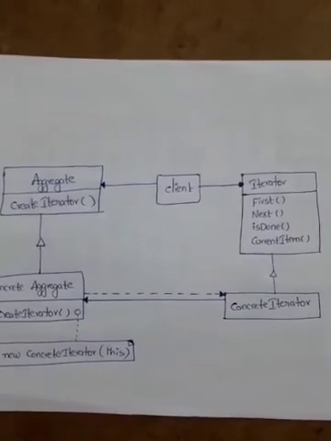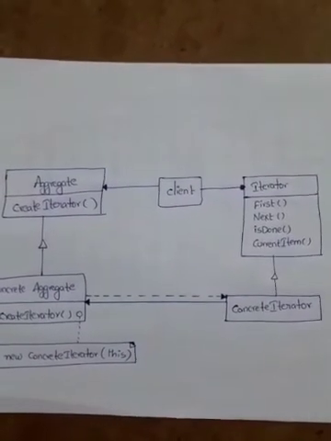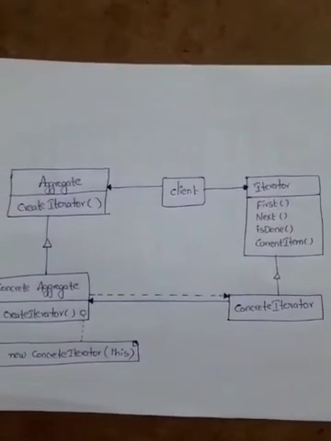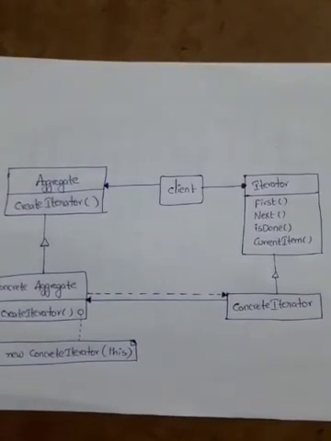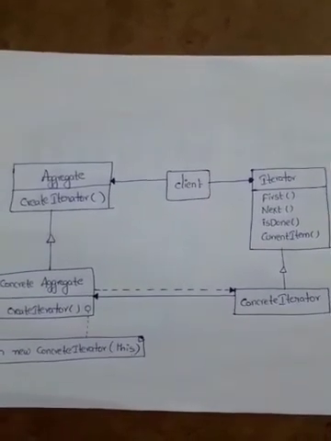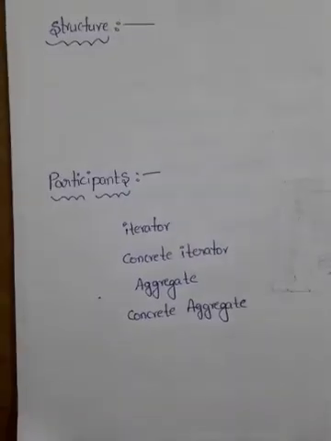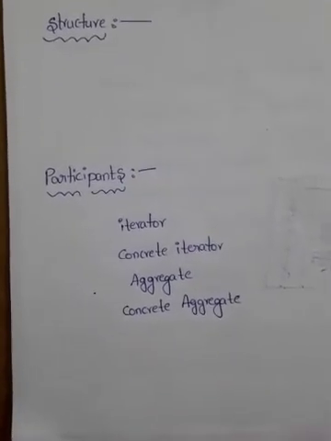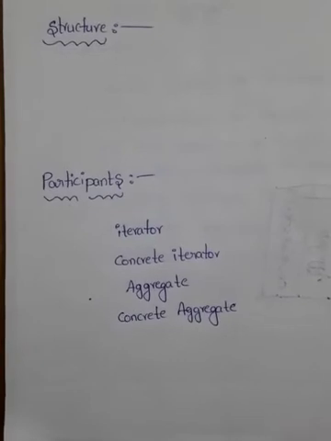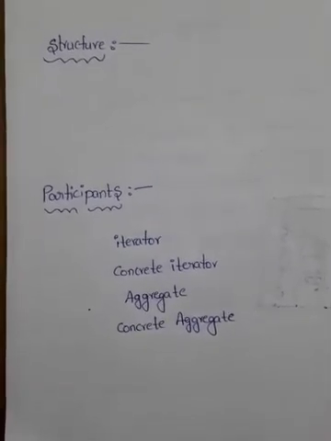Based on this, we can say that here we are going to involve 4 participants in this structure. Those are iterator, concrete iterator, aggregate and concrete aggregate. These 4 are the participants in our structure.